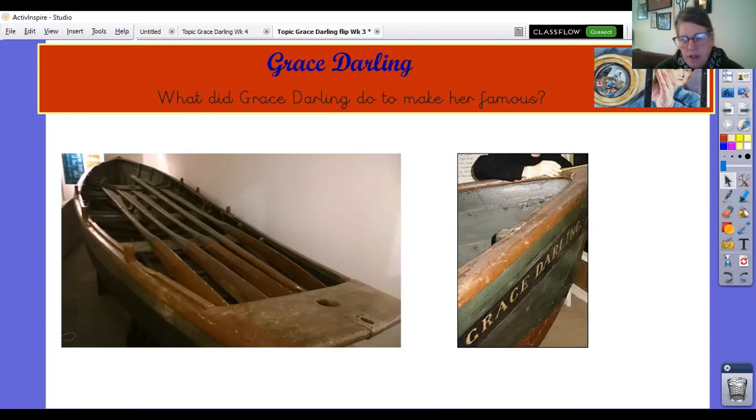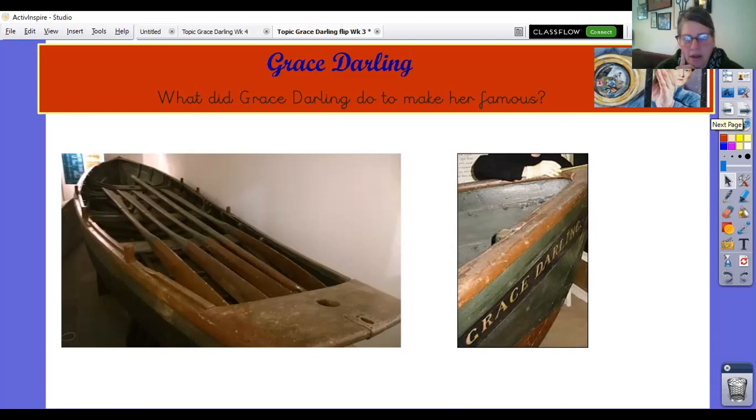Now, if you look at this photo on the right here, can you see it says Grace Darling? Grace Darling is painted on the sides. So the rowing boat, the fishing boat, was named after her.